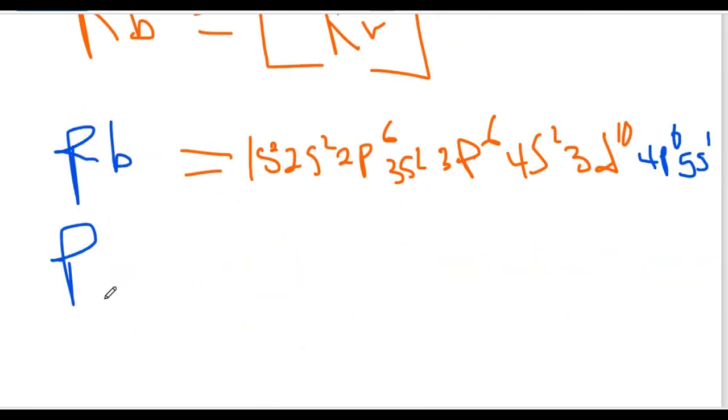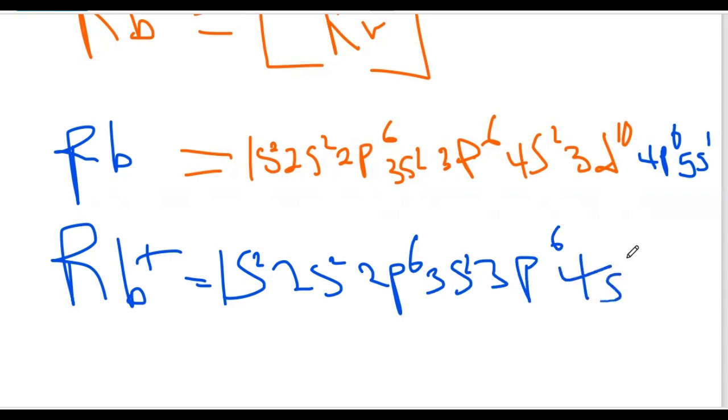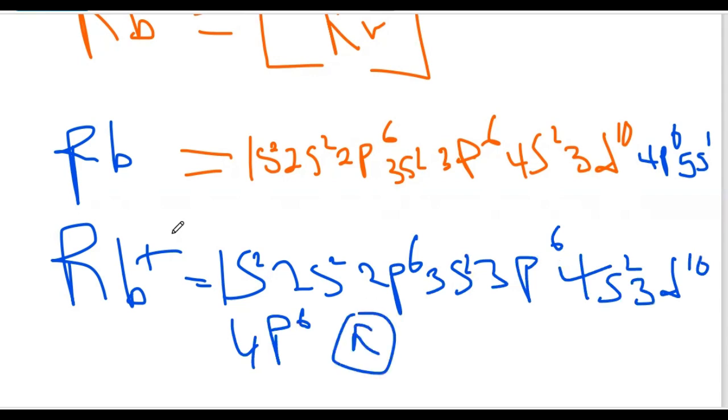Then for the rubidium plus, it means this 5s1 is going to disappear. Meaning, what are we going to remain with? We're just going to remain with 1s2, 2s2, then 2p6, 3s2, then 3p6, then 4s2, then 3d10, then we're going to have 4p6. So we're going to end there for the ion.